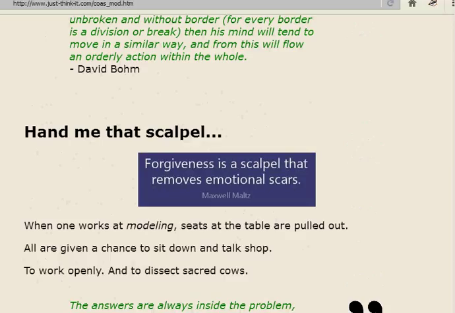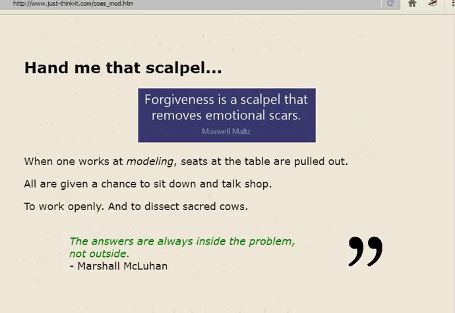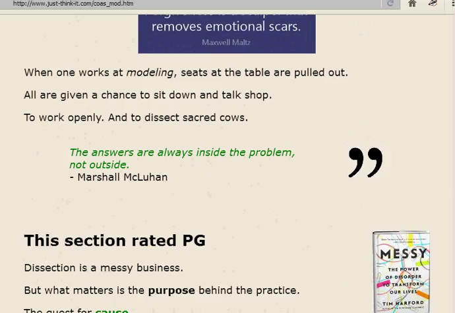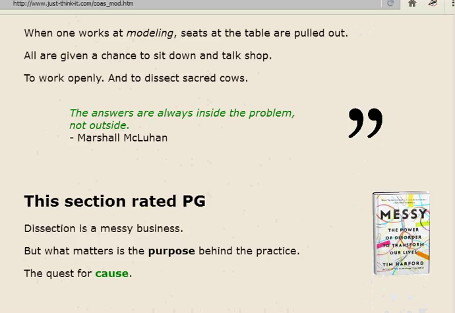Forgiveness is a scalpel that removes emotional scars. Maxwell Maltz. When one works at modeling, seats at the table are pulled out. All are given a chance to sit down and talk shop, to work openly, and to dissect sacred cows. The answers are always inside the problem, not outside. Marshall McLuhan. This section rated PG.